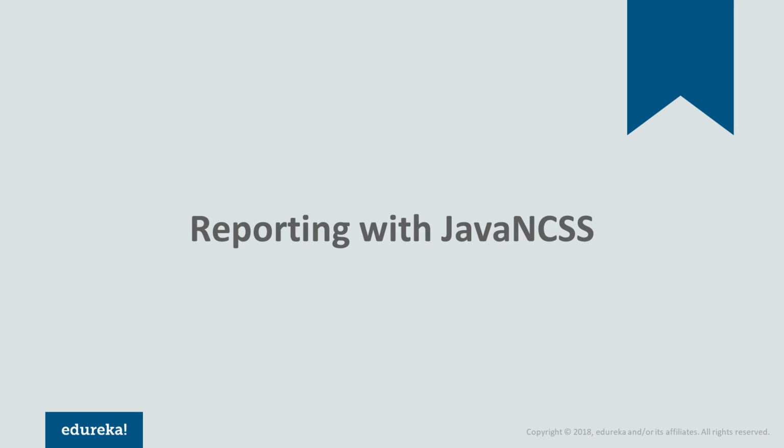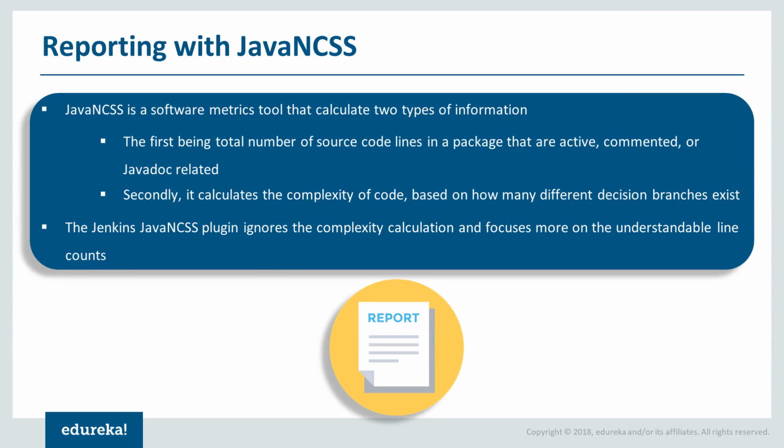So next we have reporting with Java and CSS. Now Java and CSS is a software metrics tool that calculates two types of information. The first one is the total number of source code lines in a package that are active, commented, or Java doc related. Secondly, it calculates the complexity of code based on how many different decision branches exist. So it is something similar to code complexity or the cyclomatic complexity algorithm. And then the Jenkins Java and CSS plugin ignores the complexity calculation and focuses more on the understandable line counts.